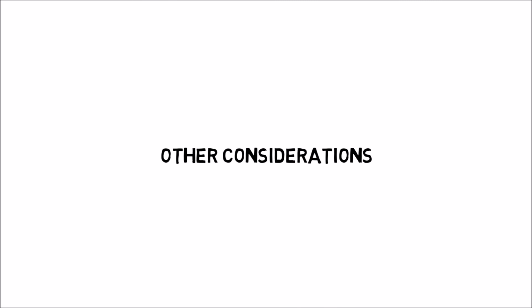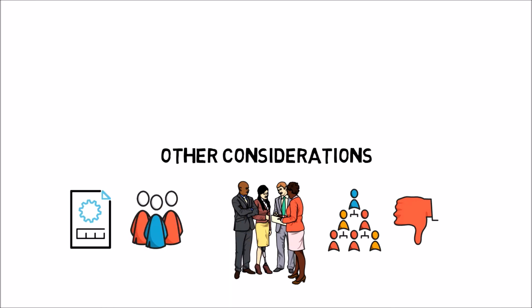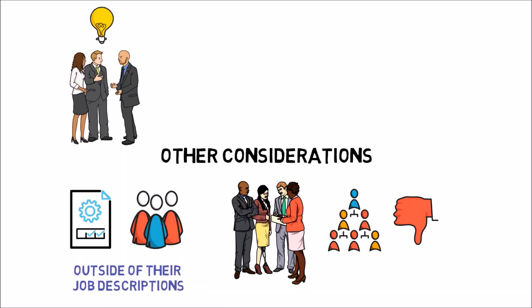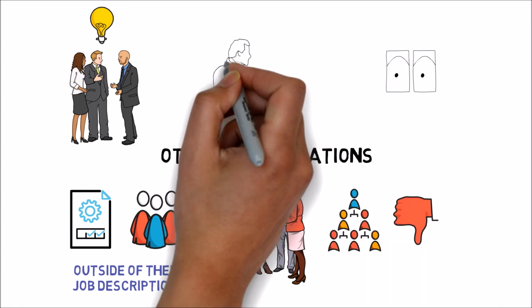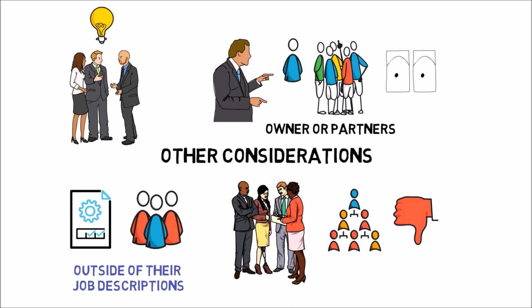Other considerations. Small companies frequently lack a firm organizational structure. All workers in small startup firms are sometimes required to carry out a variety of responsibilities outside of their job descriptions, and many employees in startups have wide autonomy in decision making. Aside from that, all employees in a startup are usually aware of who they answer to because it's generally a single individual or group, the owners or partners.